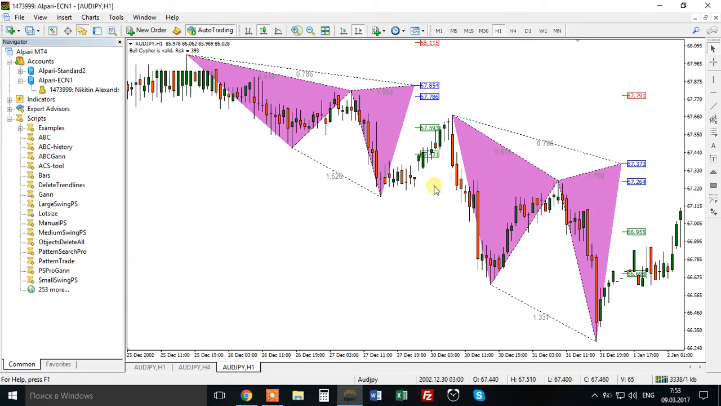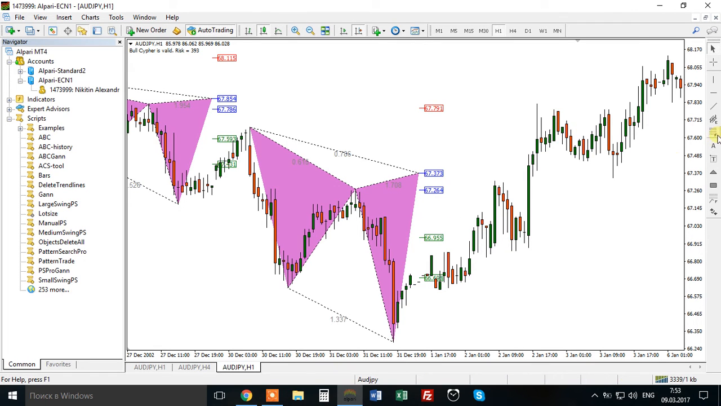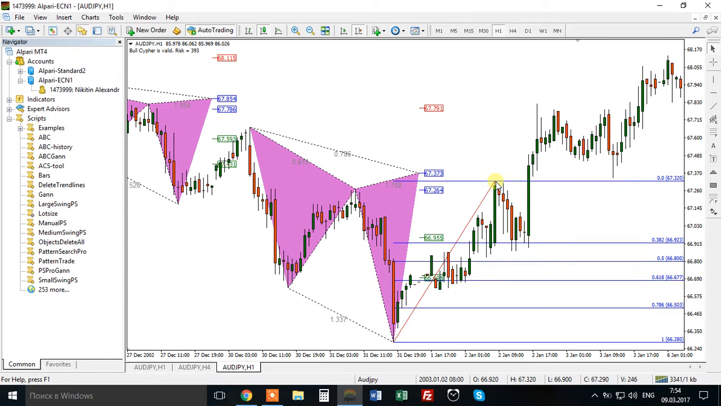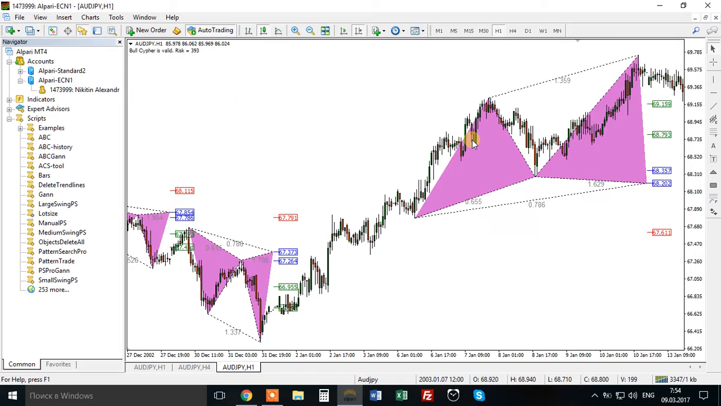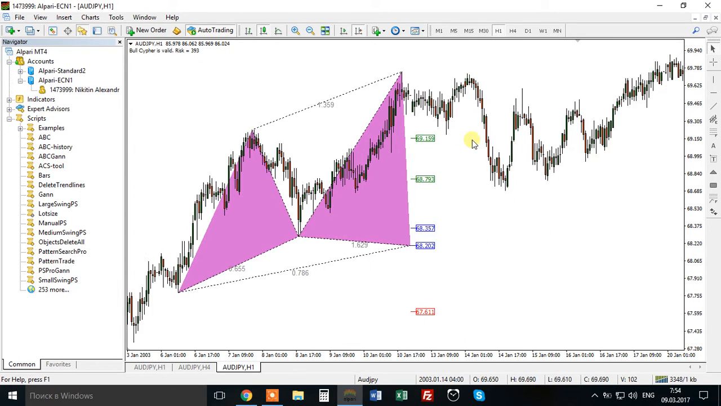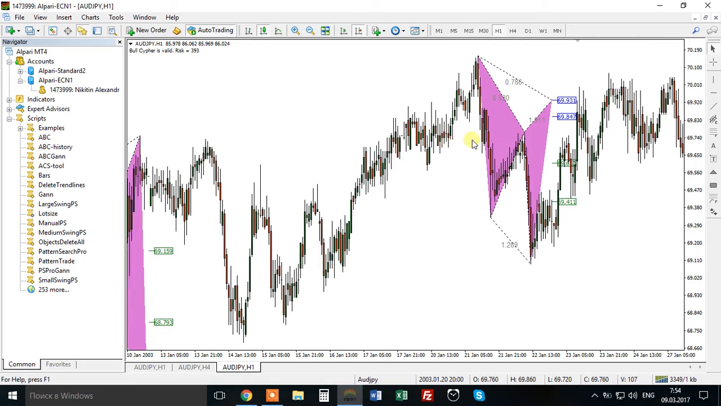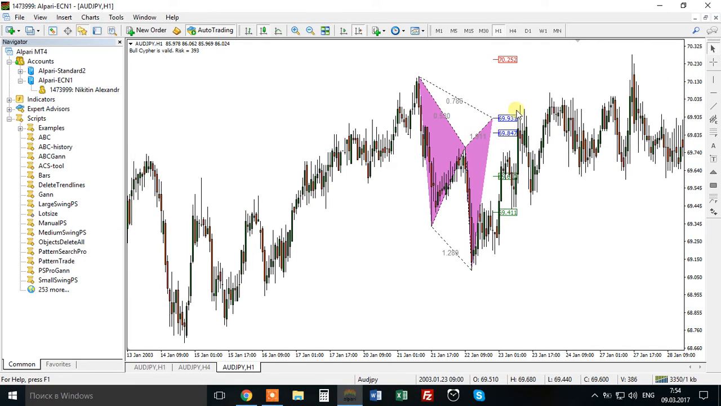Okay, let's go here. Here it is. Wonderful situation, what I'm talking about. You see, the reaction was here, and after that it went straight to the stop loss. So this is a missed loser. We just missed a loser. Woohoo! A winner here, obviously.